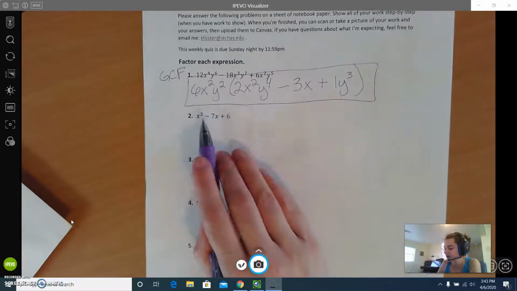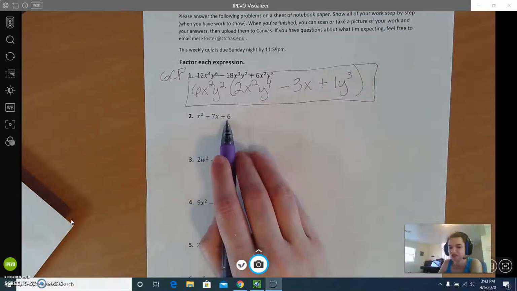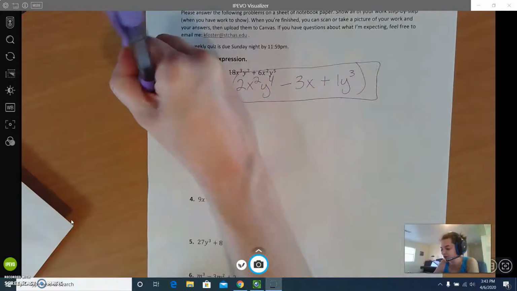In the next one, I have x squared minus 7x plus 6. This one, it's a trinomial. Whenever you have a trinomial, you're looking at guess and check factoring.